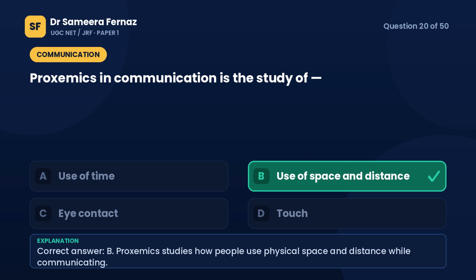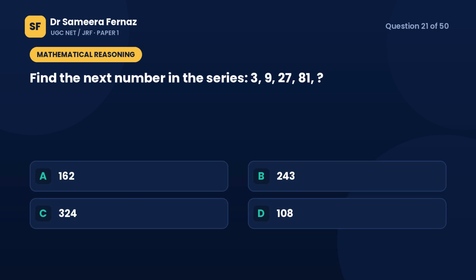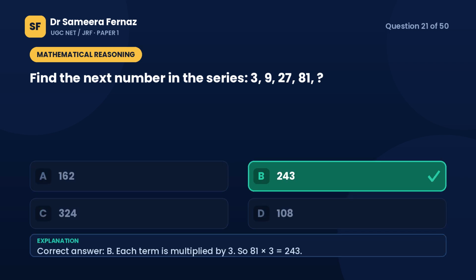Question number 20, Communication and proxemics. What is this one about? The use of space and distance when we communicate.